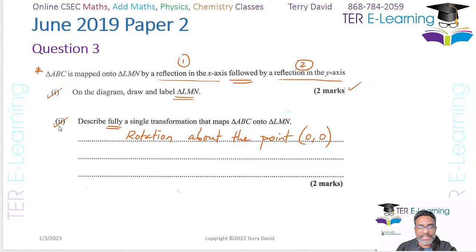Now, because this rotation is a rotation of 180 degrees, it doesn't matter whether it's clockwise or anti-clockwise. So you can say clockwise or you can say anti-clockwise, it doesn't matter. So rotation about the point 0, 0 clockwise, right? And the angle of rotation here is 180 degrees, right? So these are the things that we need to specify when we are describing a rotation. We have to say whether it's clockwise or anti-clockwise. You must specify the center of rotation and you must specify the angle. That's what you're getting marks for. Right? So that is part 2.